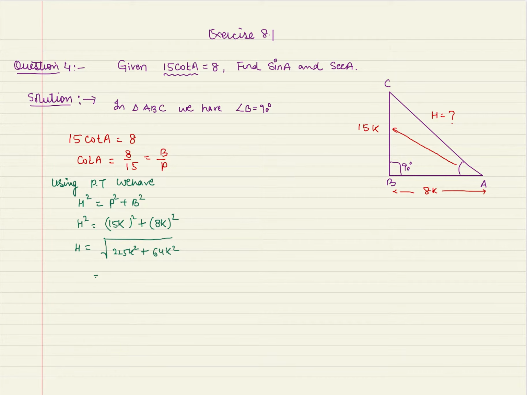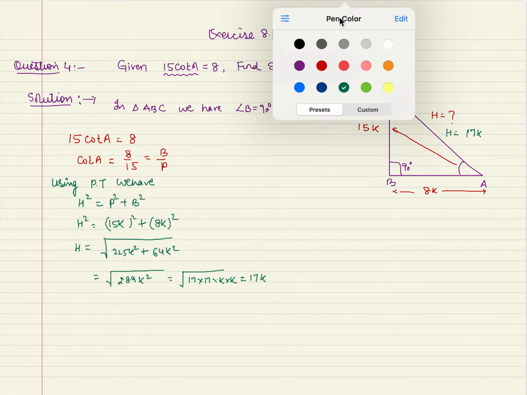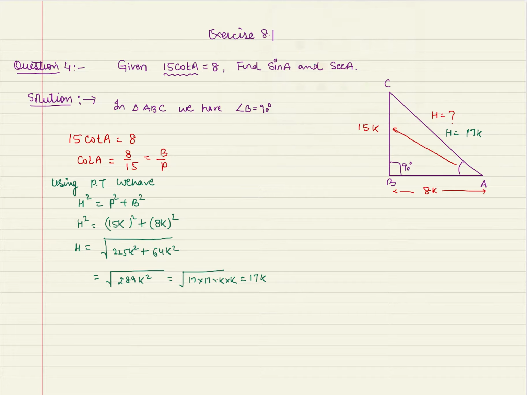So this is further equal to under root 289 K square, which is equal to under root 17 into 17 into K into K. It is equal to 17 times K. Alright. So now here you have H is equal to 17 times K. Okay, so now here you have to find the other ratios. Now we have solved on this part.